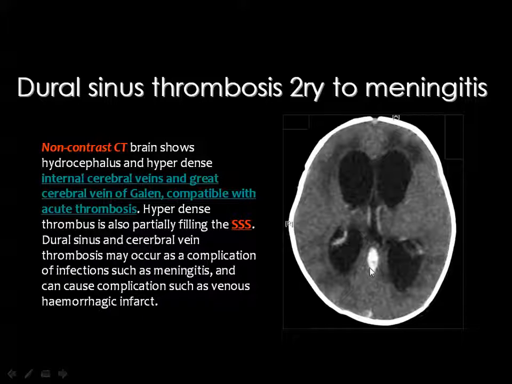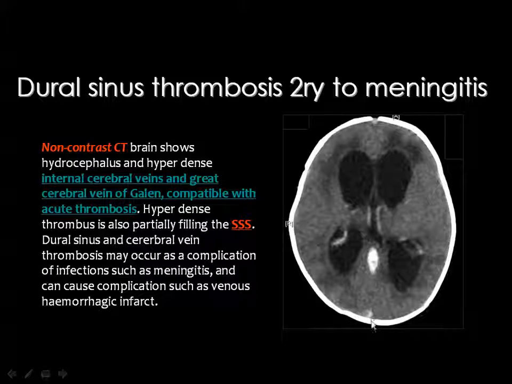Then this is the region of the vein of Galen, which is also thrombosed, and this is the region of the internal cerebral veins, which are thrombosed. Then venous sinus thrombosis will result. Also here you can see some hyperdensity within the superior sagittal sinus, and you know that the CSF is absorbed by the arachnoid villi and drained into the superior sagittal sinus.